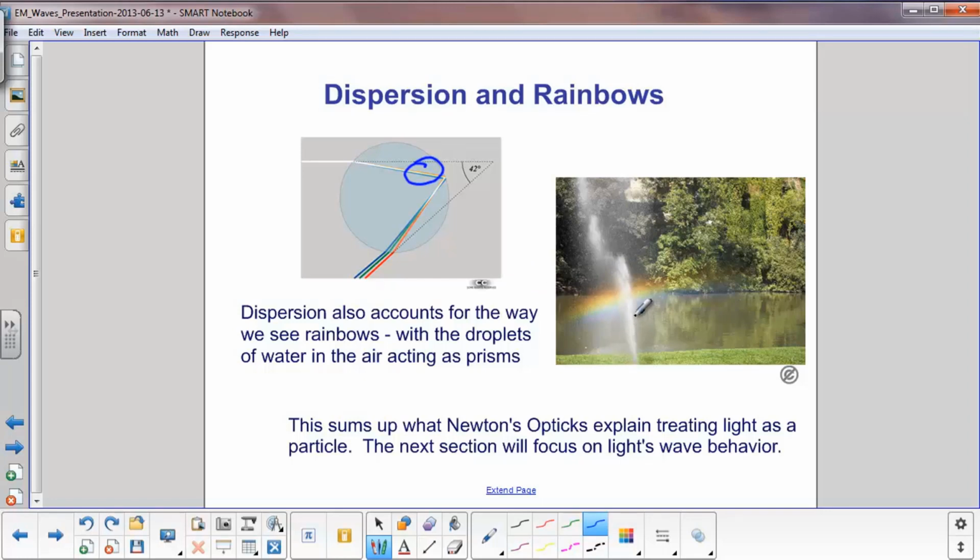Here's a little case where you're just shooting water into the air from a fountain or a sprinkler, and you can see the rainbow forming right there. So the droplets of water in the air act as prisms. This now sums up what Newton's optics explain, where we treat light as a particle. The next section will focus on light's wave behavior.